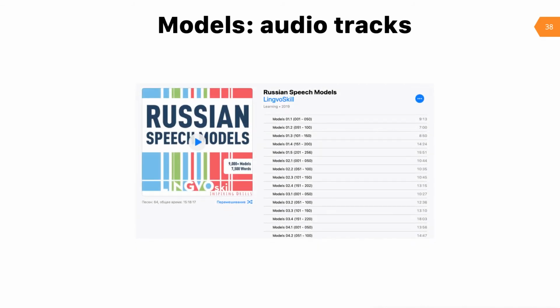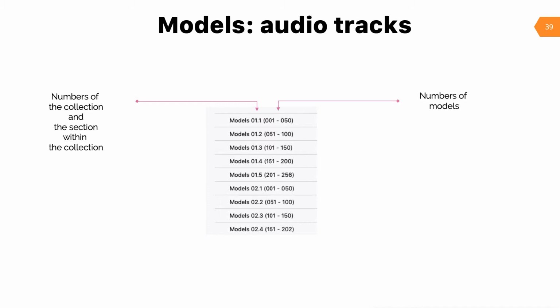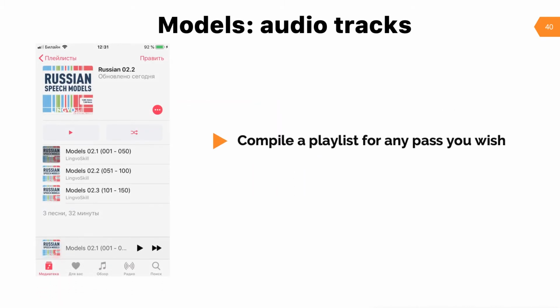They are convenient to use as separate files and as an album in any music application, such as iTunes, for example. All tracks have a collection number in the file name, as well as a section number within the collection. There are also the model numbers in brackets that are presented in this file. You can create your own playlists for each pass from multiple tracks. It is recommended to listen to the tracks before working through each pass of models.